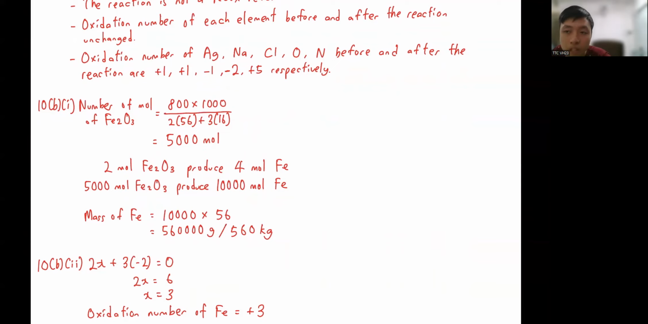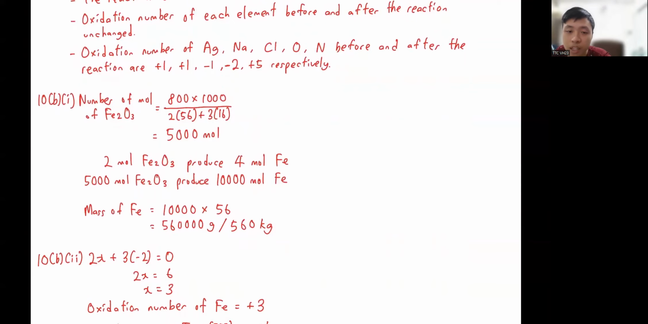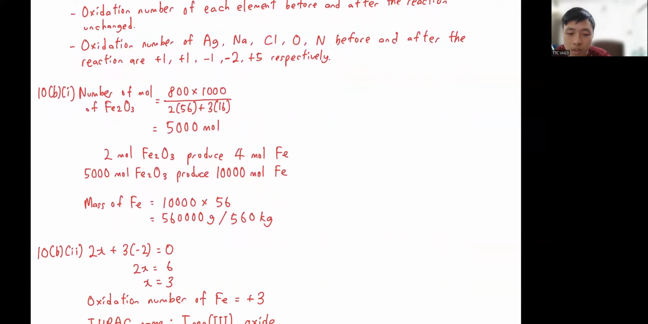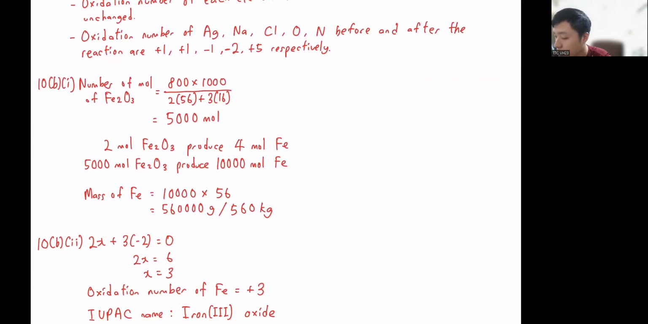Nomenclature means what? They want you to name it. Basically the naming. What is the name? Iron 3. Now this is a transition element. Transition element you need to write the Roman number out. Iron(III) oxide.